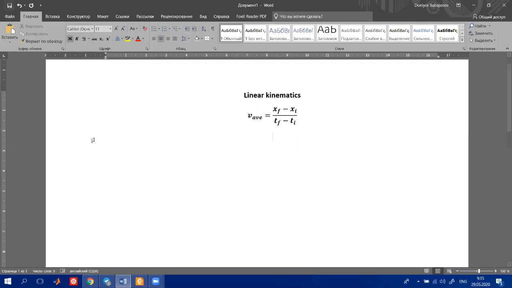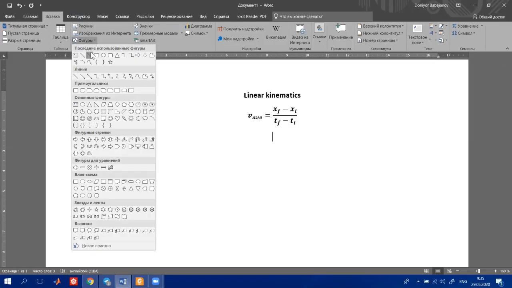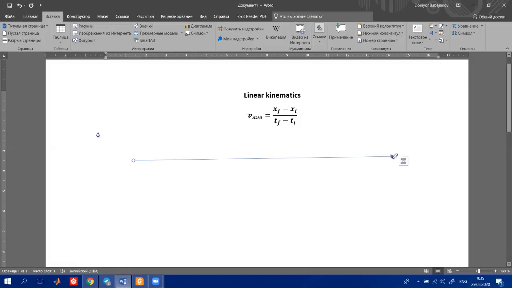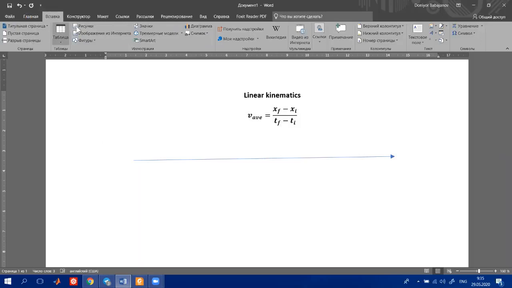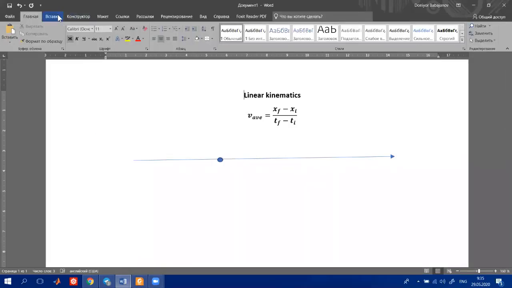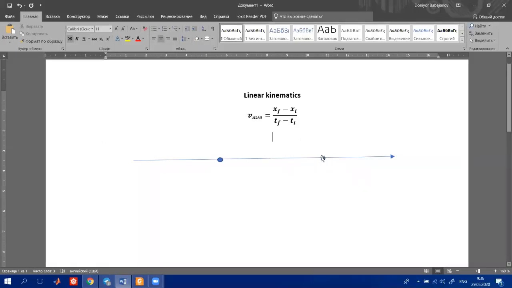So we are going to consider one-dimensional motion. One-dimensional motion means motion along a straight line. So only one line, for example the x-axis, directed rightward. We have an origin, and we can measure the coordinate of the body on this x-coordinate system. x final is the final position of a body, x initial is the initial position. This is final time and initial time. For example, if initially the body was at this point with coordinate x initial, and then after some time it moved to another coordinate, to here, then this position is x final and this position is x initial. This is the definition of average velocity.